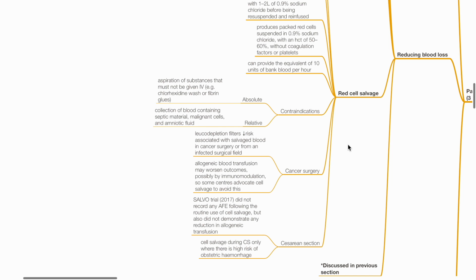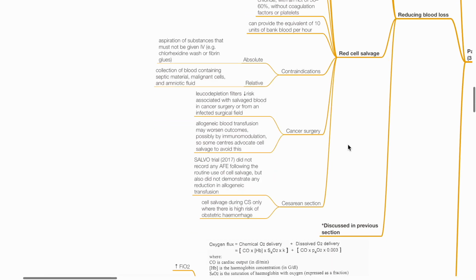In caesarean section, the SALVO trial in 2017 did not record any amniotic fluid embolism following routine use of cell salvage, but did not demonstrate any reduction in allogeneic transfusion. Cell salvage during caesarean section should be considered only where there is high risk of obstetric hemorrhage.